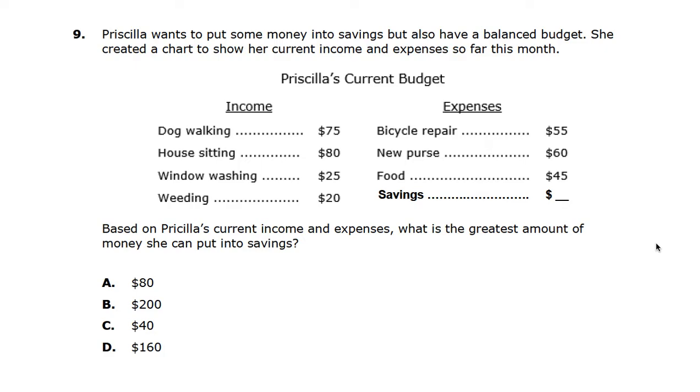Based on Priscilla's current income and expenses, what is the greatest amount of money she can put into savings? A. $80. B. $200. C. $40. D. $160.